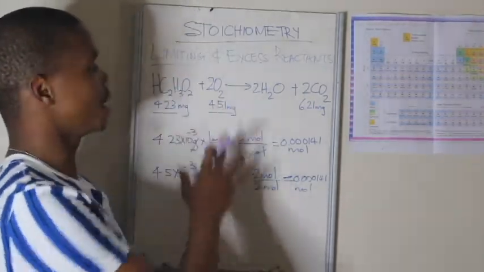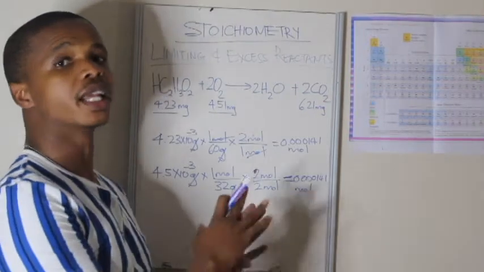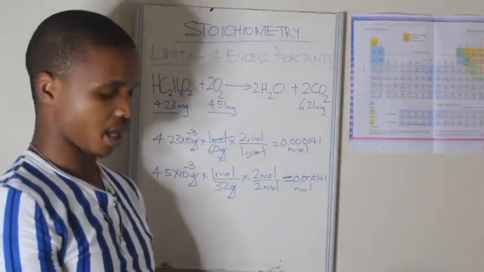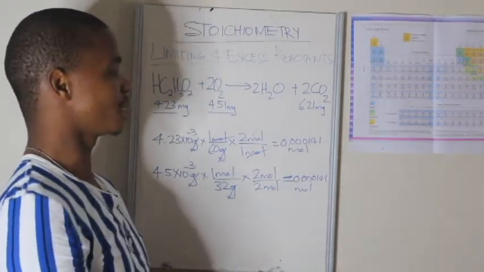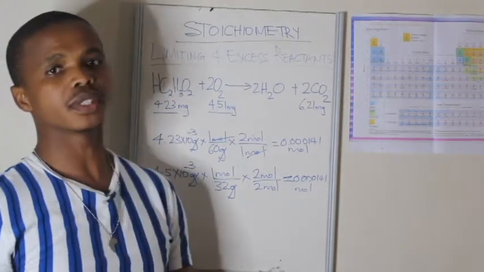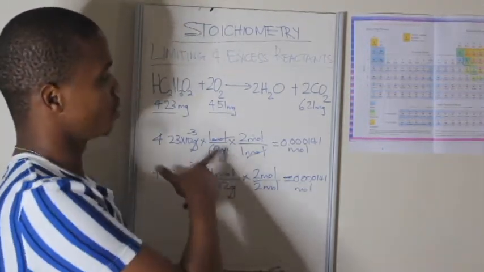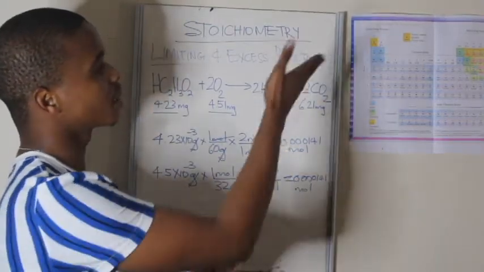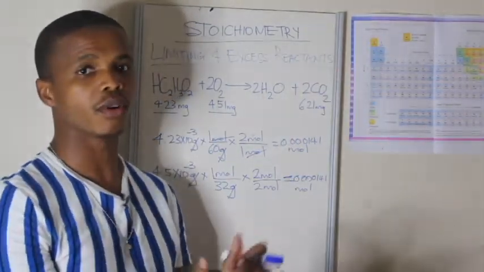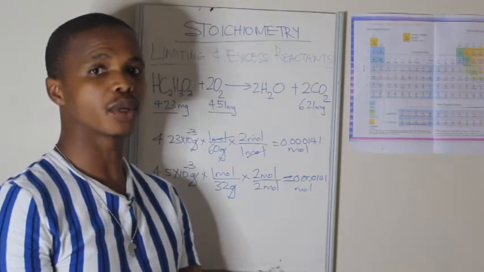So these are fairly balanced. This is an ideal situation where everything is balanced, everything is equal. But for you to see that everything is equal, you have to use moles and then relate it to what you'll be looking for, which is your product.